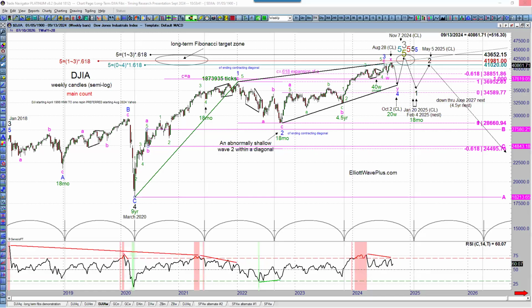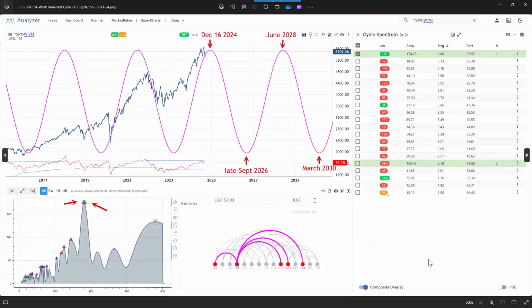So Hurst cycle analysis is one tool that I use. I also use the cycle tool at the Foundation for the Study of Cycles. I call it the FSC cycle tool. And there is a very large cycle. It's a 181 week cycle that has been running in the market for a very, very long time.